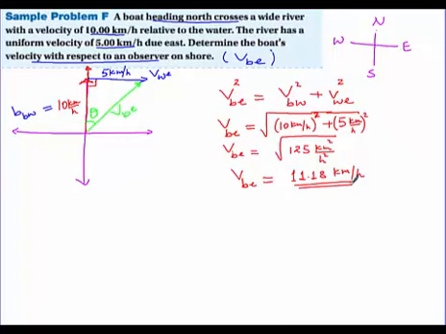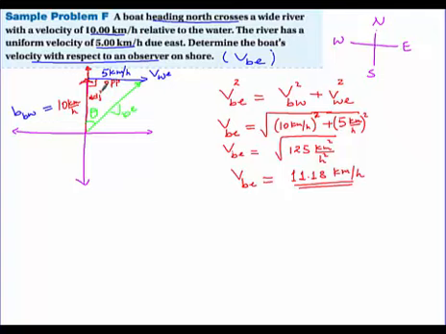Now, as we know, velocity is a vector quantity, and vectors need both magnitude and direction. We have already solved for the magnitude, so we are left with the direction. At what angle is this resultant velocity with respect to the vertical component, or the y-axis? To find the angle, we use the trigonometric ratio tangent. This is the opposite side to the given angle, and this is the adjacent side.